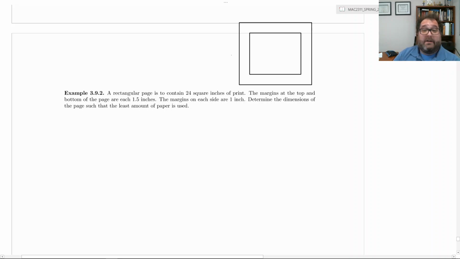Now, not drawn to scale clearly, because the margins at the top and the bottom are 1.5 inches. So let's just put this distance right here as 1.5 inches, and again at the bottom, it's 1.5 inches. The margins on the sides are an inch each. So this distance is 1 inch.